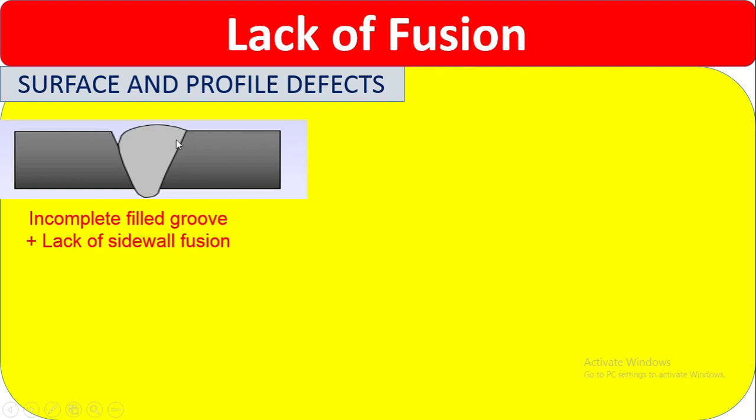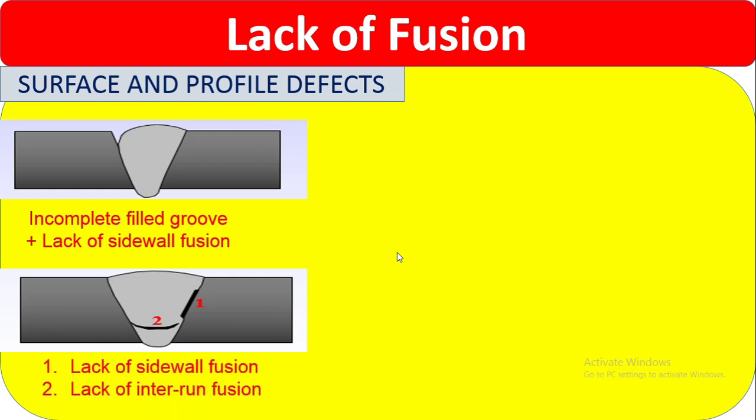That's why it's called surface and profile defects, but this is called the lack of fusion defect. You can see here this area, incomplete filled groove, you understand it is not filled properly, and lack of sidewall fusion, this wall is not fused properly. So this is called incomplete filled groove plus lack of sidewall fusion.